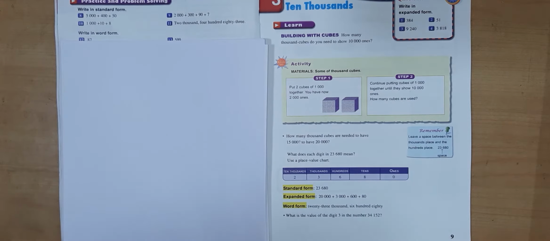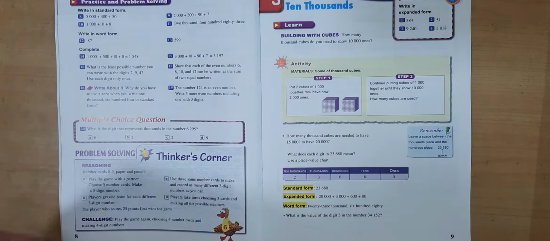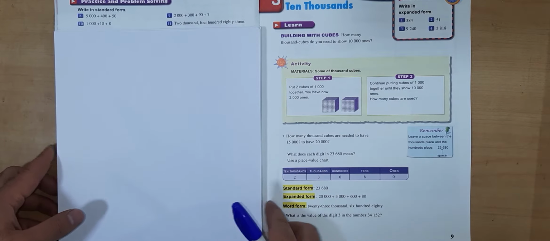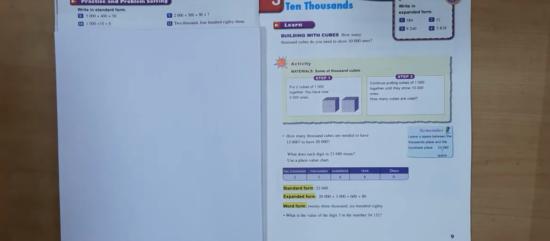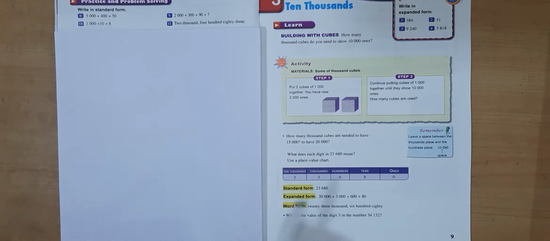So let's begin. It's page 6. No, sorry, it's page 8. Okay, page 8. And we will start from here. Right? We have these four numbers that are not in the standard form. We're going to write them in the standard form.